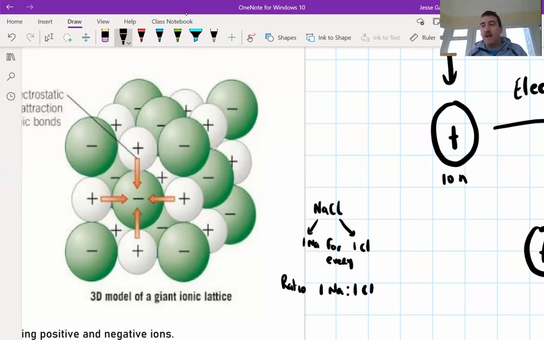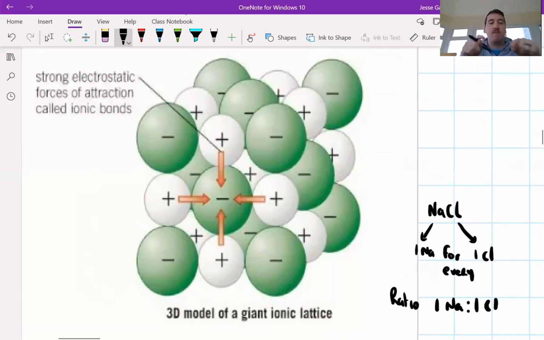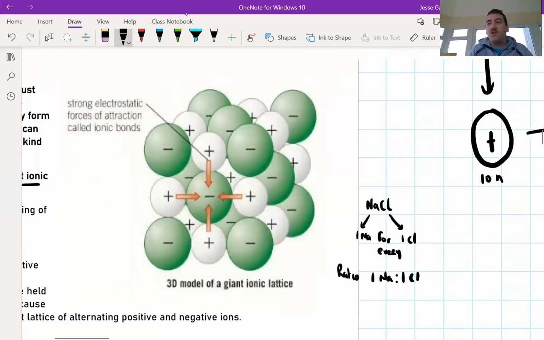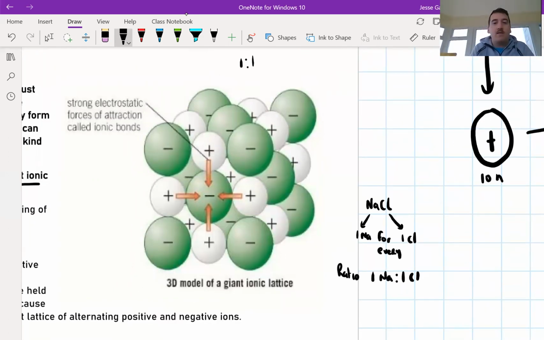Yes, in reality, there are billions and billions of these, but that's a really important thing to remember: in ionic lattices, this NaCl does not literally mean only these two ions together. It means for every one sodium, there's one chlorine. And that's what you see here. There's the same number of positive and negative ions. And this would be the ionic lattice for literally any one-to-one ionic compound.